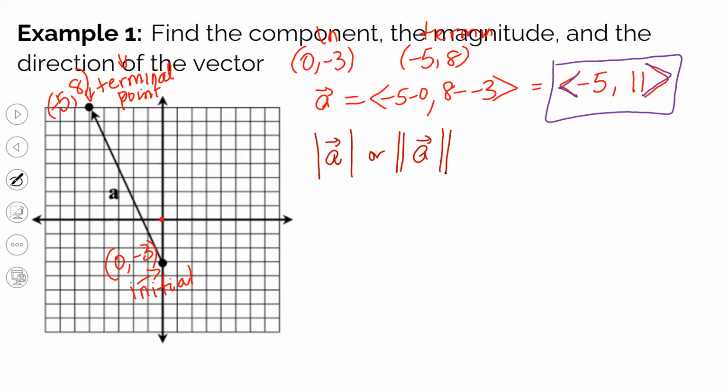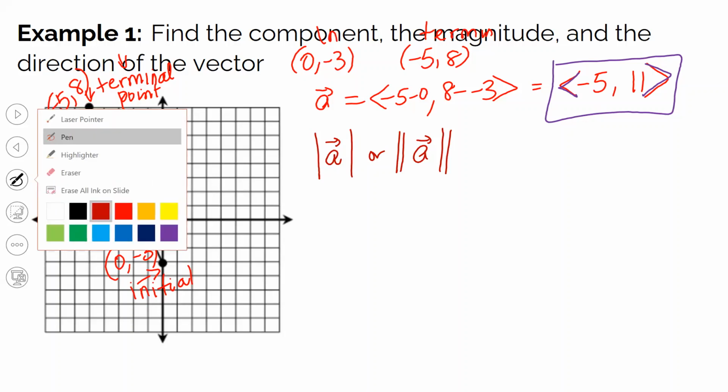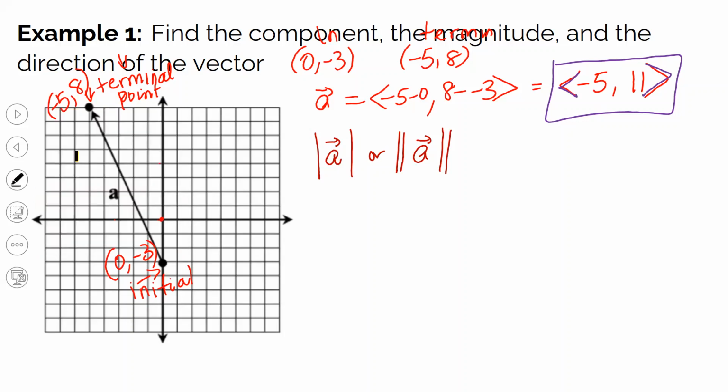Now let's look at this vector. For me to move from this initial point to this end point, this is telling me that I need to move 5 points, 1, 2, 3, 4, 5, to the left, and then move 11 points up. That is this vector, and from this component we can see that this represents a right angle triangle.